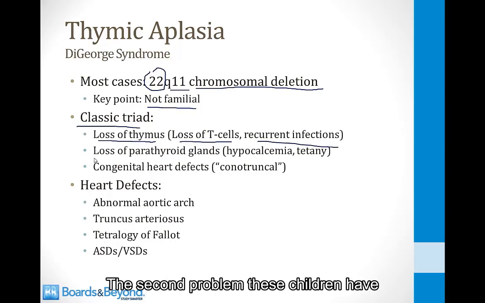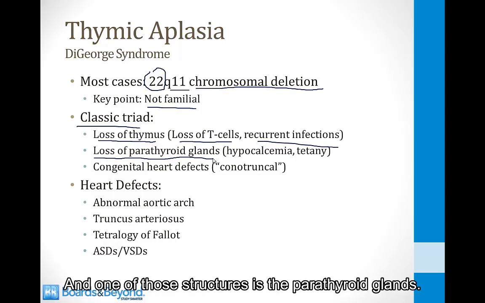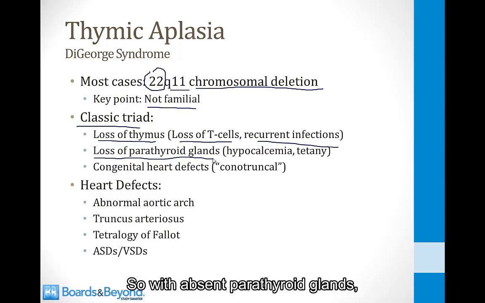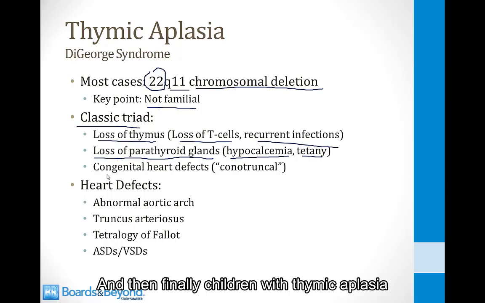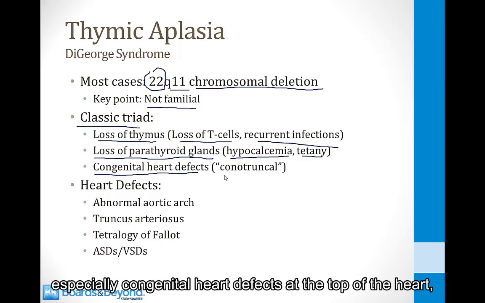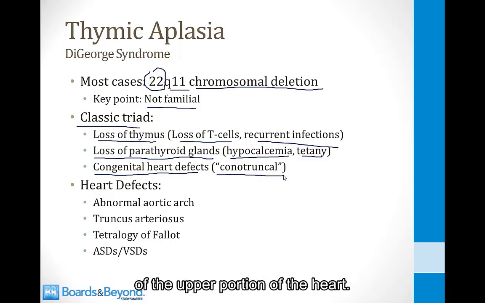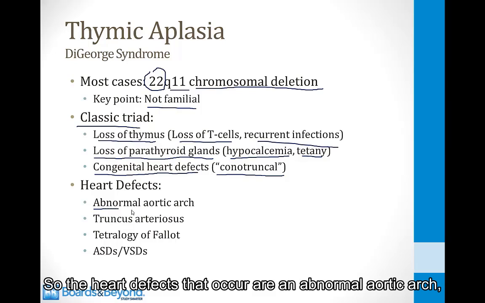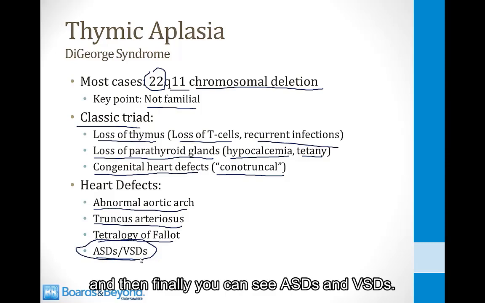The second problem these children have is loss of the parathyroid glands. The third and fourth pharyngeal pouches contribute to many structures in the neck in addition to the thymus, and one of those structures is the parathyroid glands. So with absent parathyroid glands, these children will have hypocalcemia and tetany. And then finally, children with thymic aplasia often have congenital heart defects, especially congenital heart defects at the top of the heart, which are called conotruncal defects. The pharyngeal pouches influence the development of the upper portion of the heart, and that's why these heart defects develop. So the heart defects that occur are an abnormal aortic arch, a truncus arteriosus, tetralogy of Fallot, and then finally you can see ASDs and VSDs.